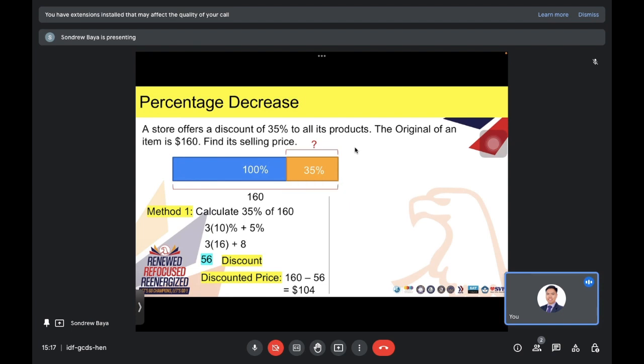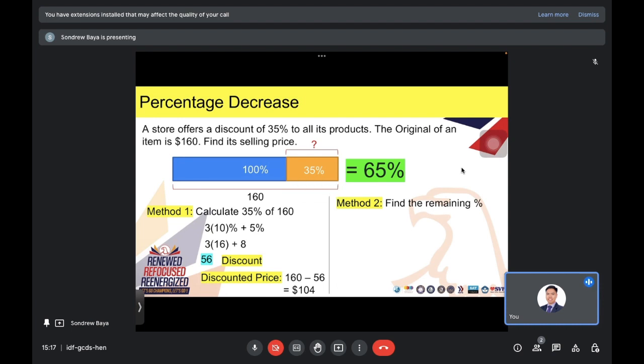For those who say 65%, then you are correct. In other words, after the 35% discount, it's the same as paying only 65% of the original price, because the 35% has been removed. This is your discount. You will not be paying this anymore. So you're only paying 65%, which is 100 minus 35. So method 2 is to find the remaining percentage, which in this case is 65%.